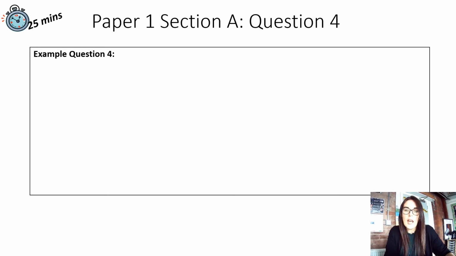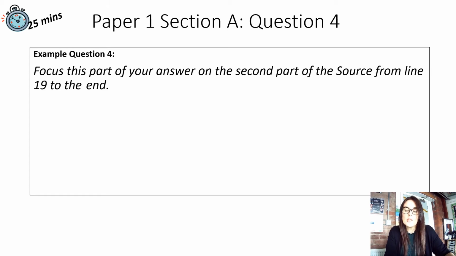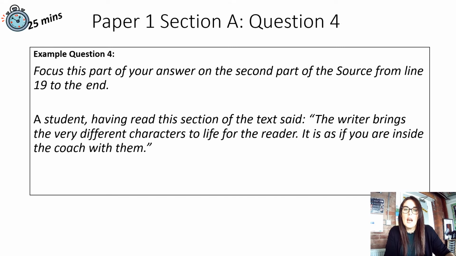So you're going to get a statement. Okay, so it's going to say something like, focus this part of your answer on the second part of the source from line 19 to the end. And then they will give you a statement. A student, having read this section of the text, said, the writer brings the very different characters to life for the reader. It is as if you were inside the coach with them.